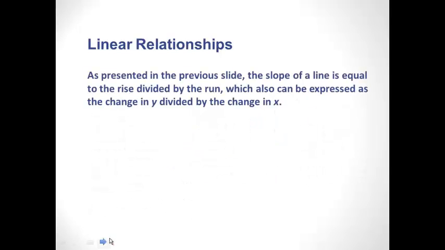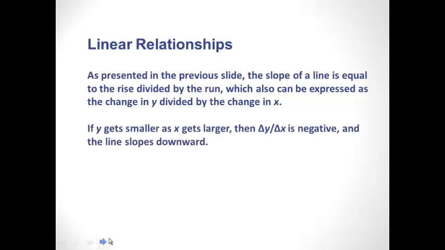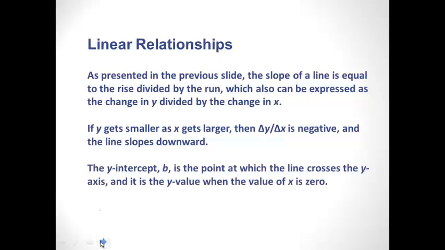So keep in mind that you're always going to be expressing the slope of a line as the rise divided by the run, or the change in y over the change in x. When x gets larger and y gets smaller, then we've got a negative slope, and the line will slope downward. Okay? When we are looking at the y-intercept, we want to make sure that we understand that is the y component of the ordered pair when x is 0.